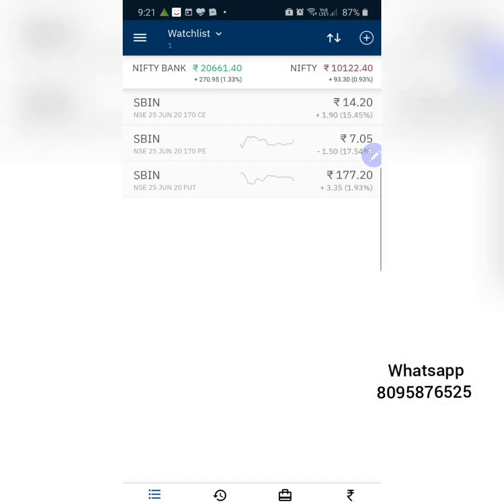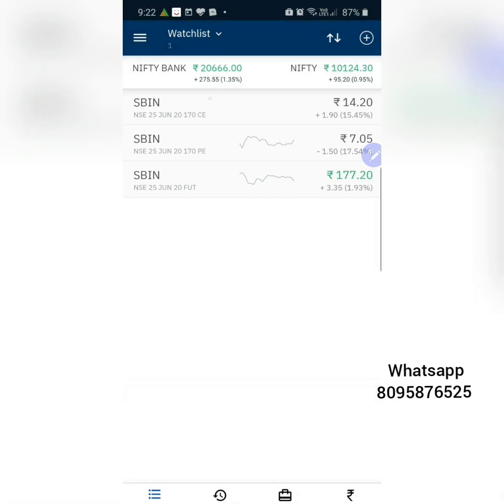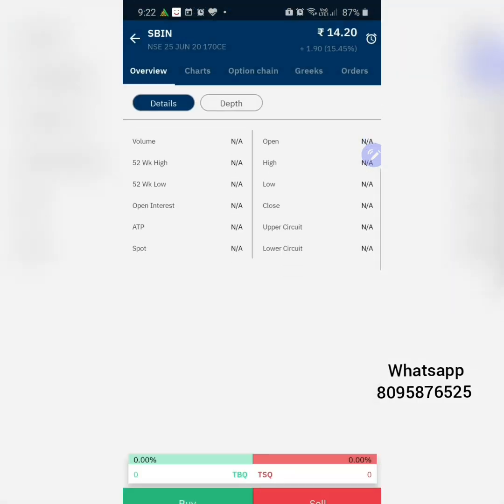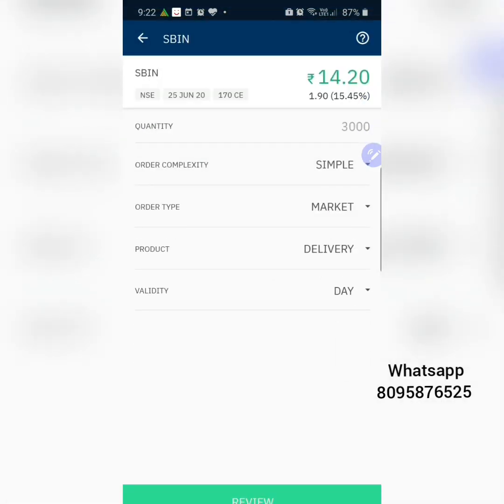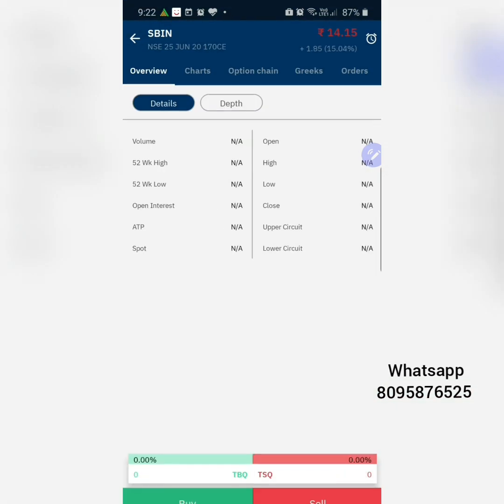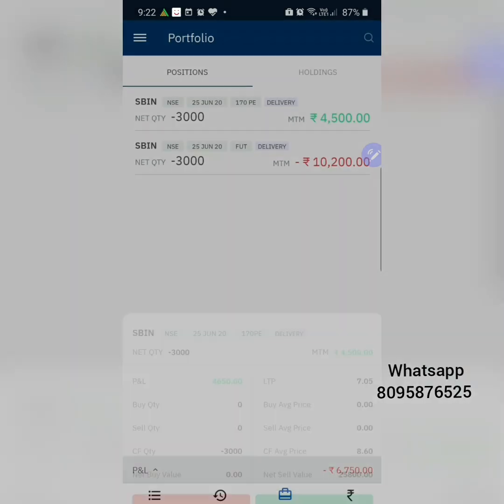So I have added the 170 call option into the watch list. You can see that this is the 170 call option. It is presently trading at 14.20. I have added it into the watch list and then immediately I am just buying it. Since our loss has already crossed more than 3%, I will plan on buying 3 lots.